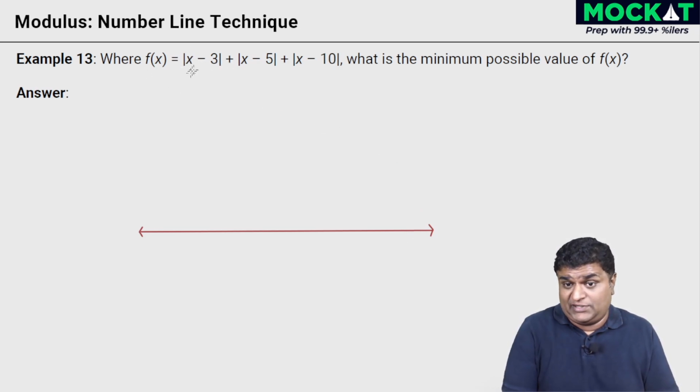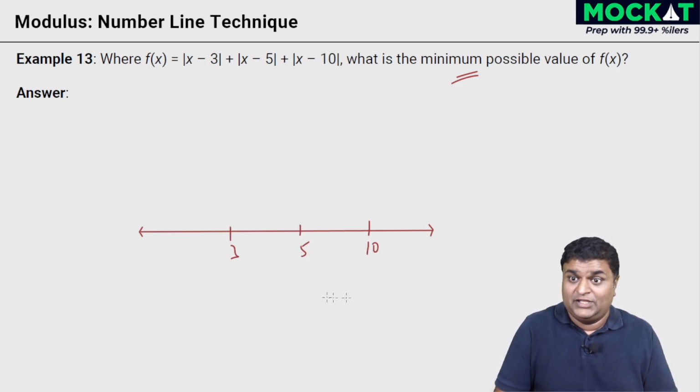Where f of x equals modulus of x minus 3 plus modulus of x minus 5 plus modulus of x minus 10, what is the minimum possible value of f of x? The sum of the distances from 3, 5, and 10, right? So let's say you have 3 siblings, right? Yourself, a brother, and a sister. Now you're going to 3 schools, school 1, school 2, and school 3. Where should your parents find a house such that the distances traveled are minimized?